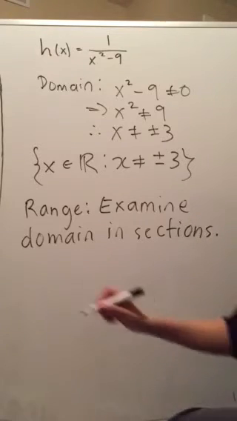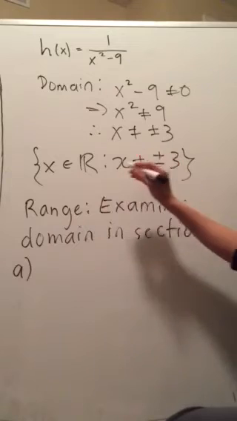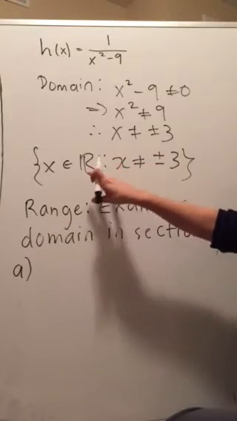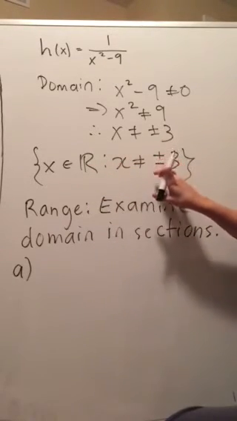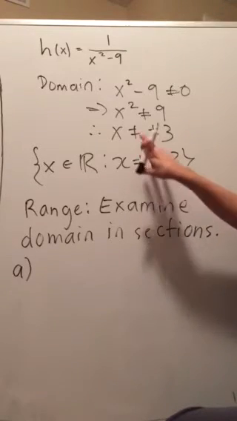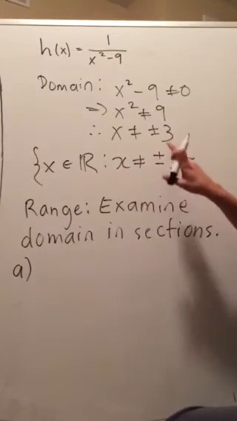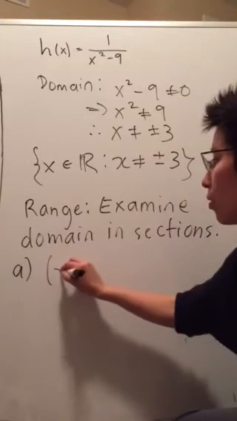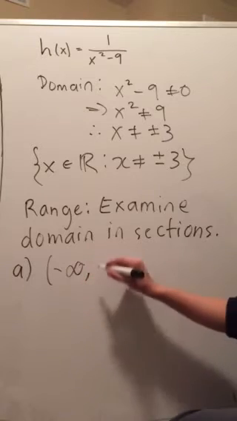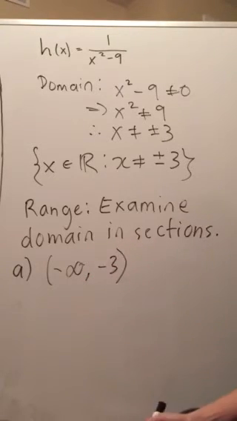All right, so the first section I'm going to look at, I'm going to think about it as negative infinity to negative 3, not including negative 3, the open interval negative 3 to plus 3, and then the interval plus 3 to plus infinity, not including plus 3. So that's negative infinity to negative 3, not including either endpoint.